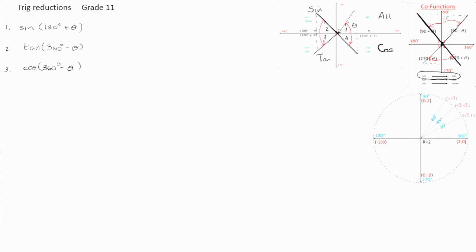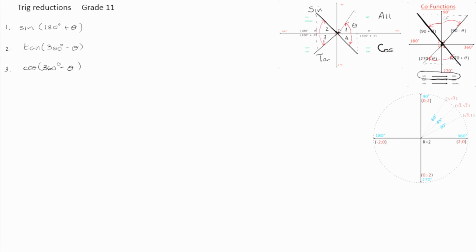Today we're going to start reductions from scratch. You've all, I'm sure, heard of your CAST diagram, or else it's known as all students take coffee, first, second, third, fourth quadrant. You will notice that if the name is written there, then that is where that ratio is positive. For example, tan is positive in the third quadrant and the first, because everything's positive in the first quadrant. If the name does not appear there, it is negative in that quadrant.